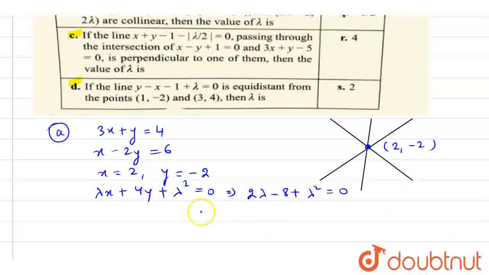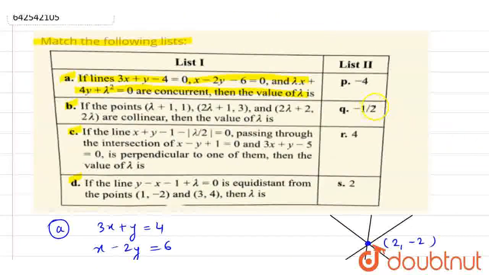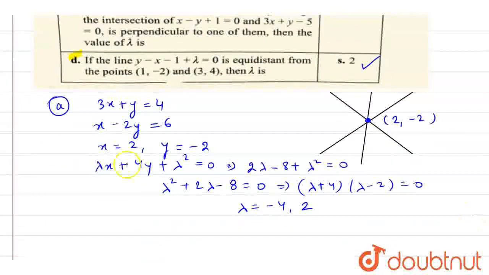So finally we have lambda square plus 2 lambda minus 8 equals to 0. Now if I factorize this, I'll have lambda plus 4 into lambda minus 2 equals to 0, and the value of lambda is minus 4 and 2. So for part A, option P and option S from list 2 are correct here, right? So A will match with P and S, right?